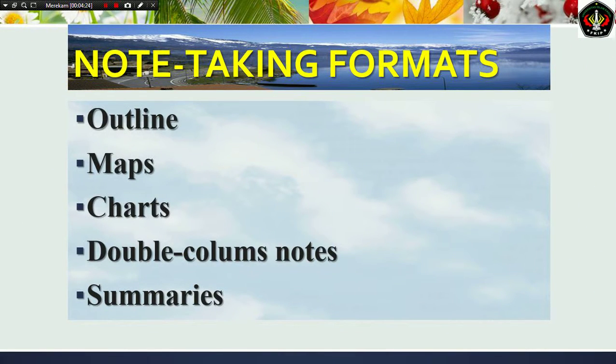Note taking formats. Number one, outline. Number two, maps. Number three, charts. Number four is double column notes, and then the last is summaries.